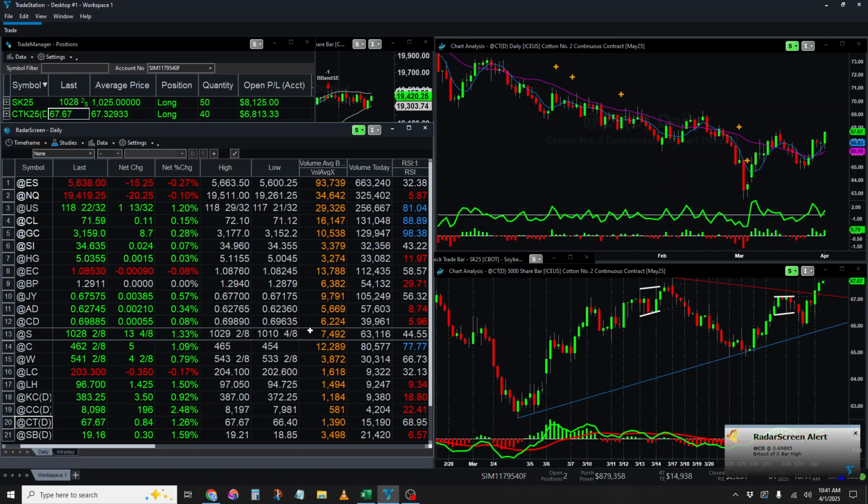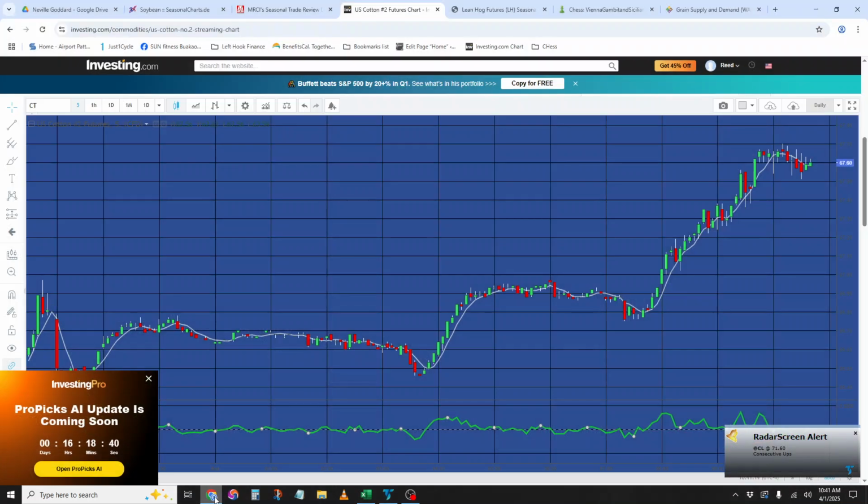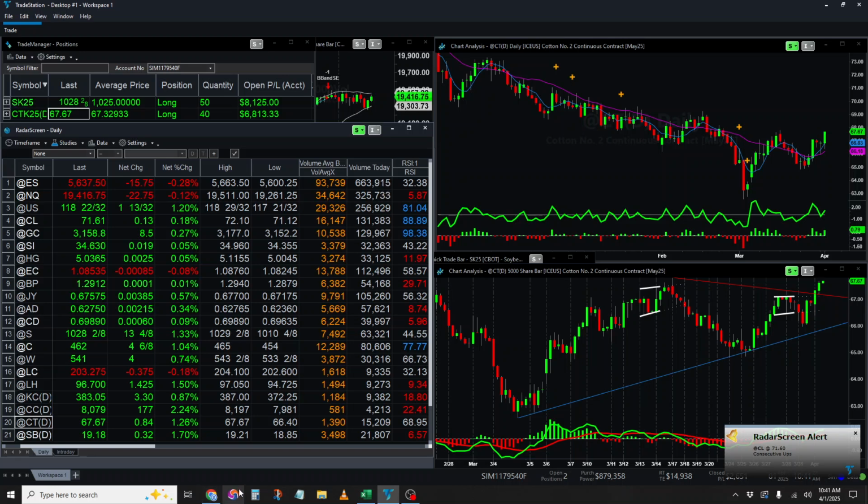I have two trades on right now. I've got a cotton trade and a soybean trade. The cotton one was just textbook. The chart looked like it came out of a trading textbook.